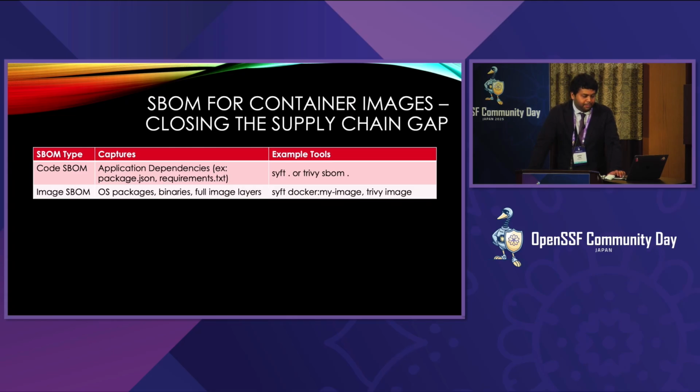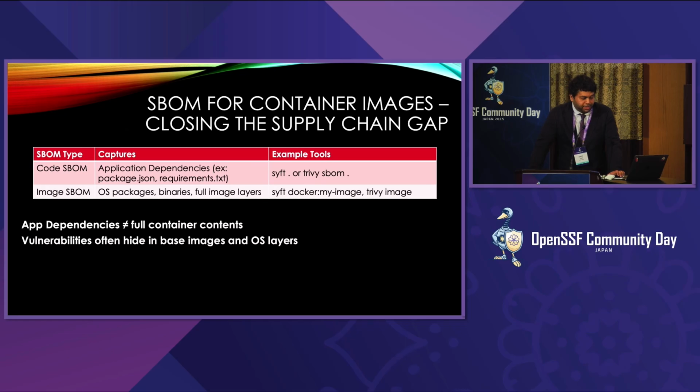A major and somewhat ignored problem is in container SBOM, where you will be using OS packages, libraries. For example, I might be building my container image with Ubuntu rather than the Alpine version of Linux. So image SBOM should also be considered. I think many organizations do not consider it. So app dependencies are not exactly the same as full container contents. Vulnerabilities often hide in base layers, as I gave the example of Ubuntu being the base image.